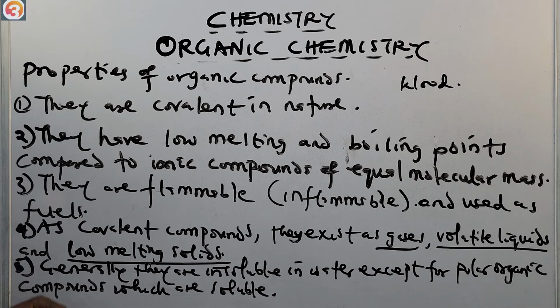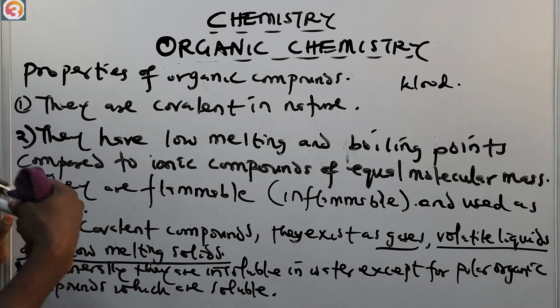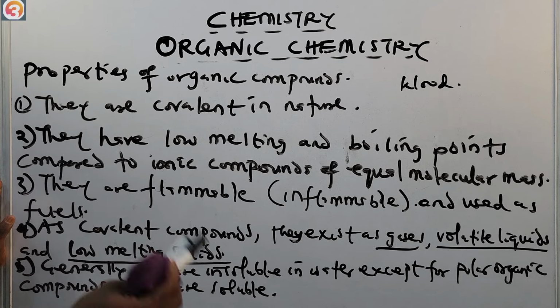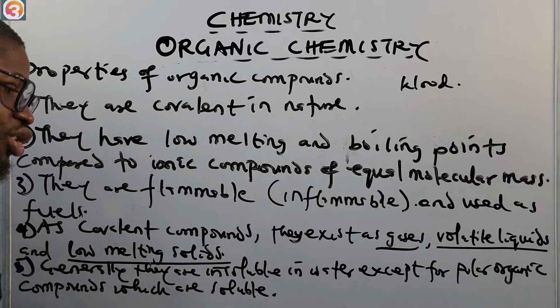So it's as simple as ABC. Properties of organic compounds: they are covalent in nature and have low melting and boiling points compared to ionic compounds of equal molecular weight or mass. Then they are flammable, inflammable and used as fuels. As covalent compounds, they exist as gases, volatile liquids, and low melting solids. Generally, they are insoluble in water, except for polar organic compounds, which are soluble.